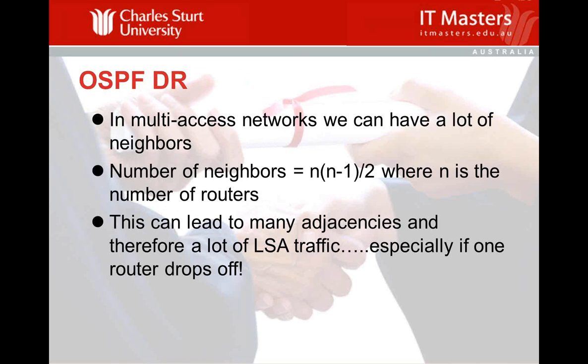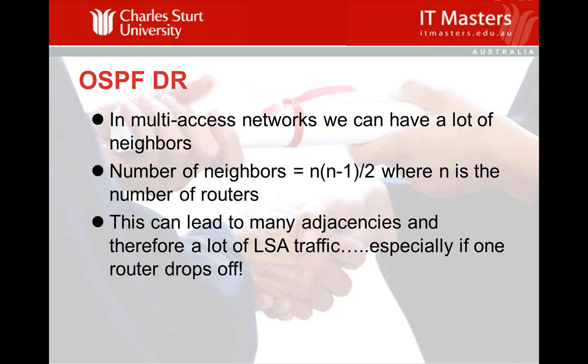So OSPF designated routers are something you need to understand, and basically in multi-access networks, like an Ethernet network, you can have a lot of different neighbours. So you might have 20 routers that are doing OSPF. If you've got that, and every single OSPF router is adjacent with every other single OSPF neighbour, you can see that quite quickly that would get quite high.